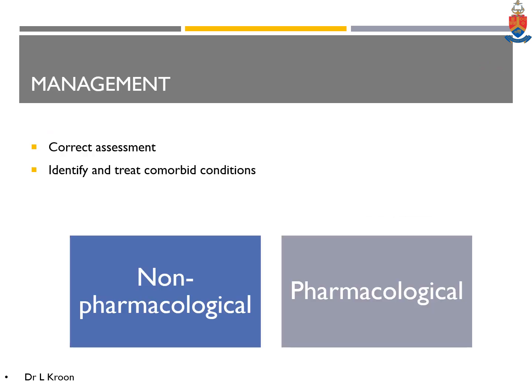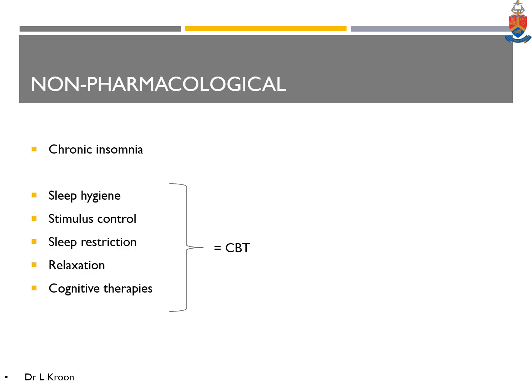So management consists of non-pharmacological and pharmacological approaches. However, non-pharmacological is the main and most important way to manage insomnia. So step 1 would be to identify the insomnia, make a correct assessment, and then have non-pharmacological management implemented. With the non-pharmacological aspect, we especially use it for chronic insomnia, where we use things like sleep hygiene, stimulus control, sleep restriction, some relaxation and cognitive therapy approaches, in other words, CBT or cognitive behavioral therapy.